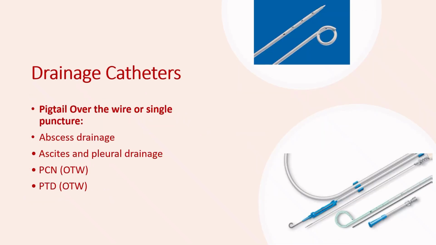The drainage catheters are usually inserted over the wire, or it can be a single puncture, used for abscess drainage, for ascites and pleural drainage, for percutaneous nephrostomy application, or percutaneous transhepatic drainage.